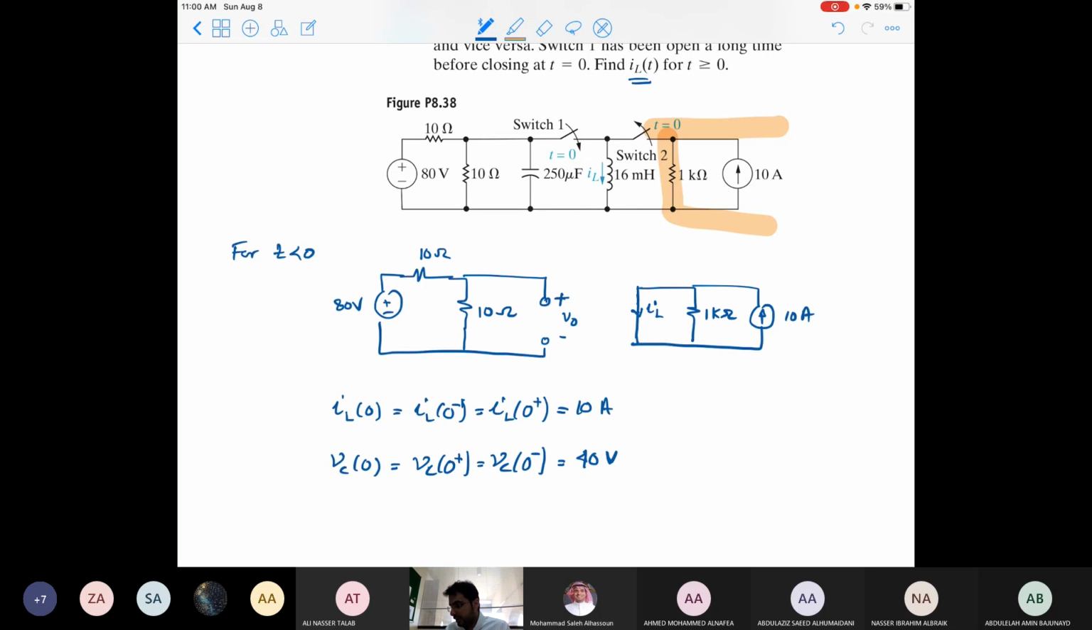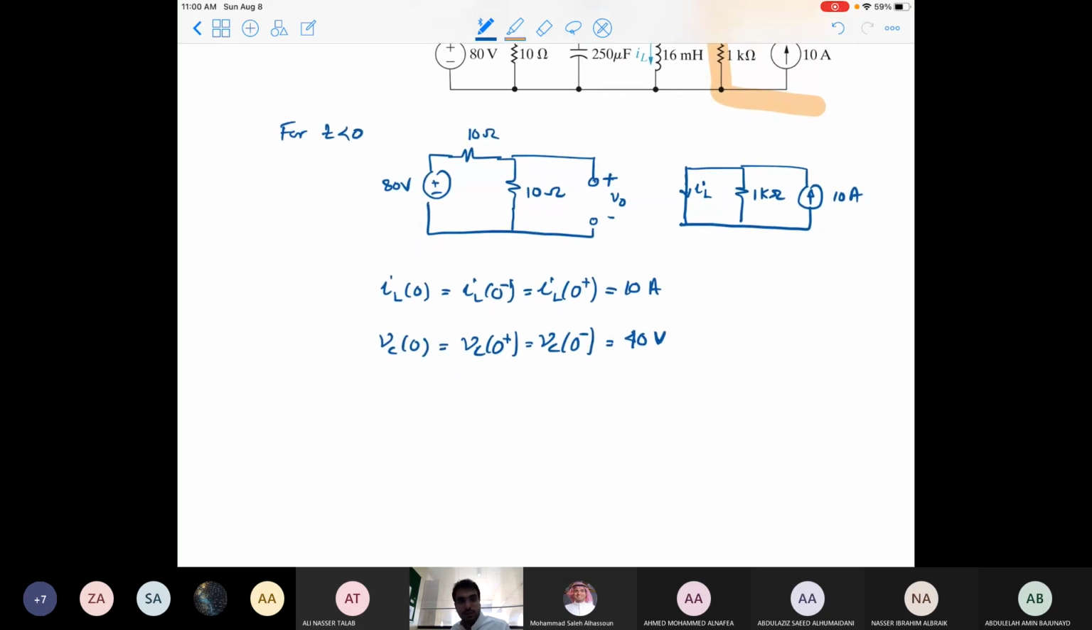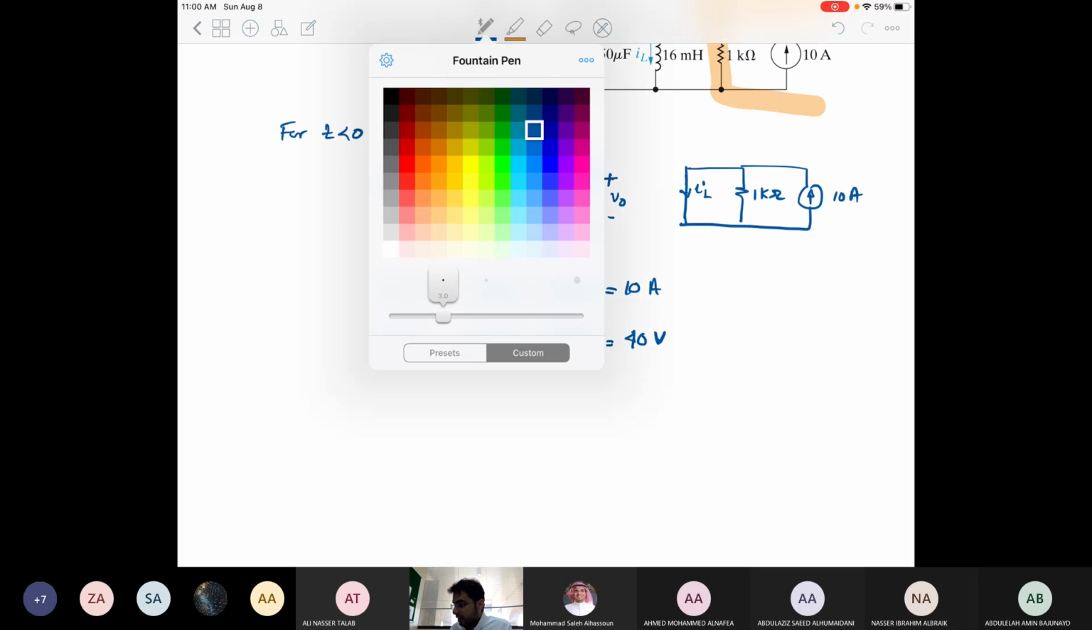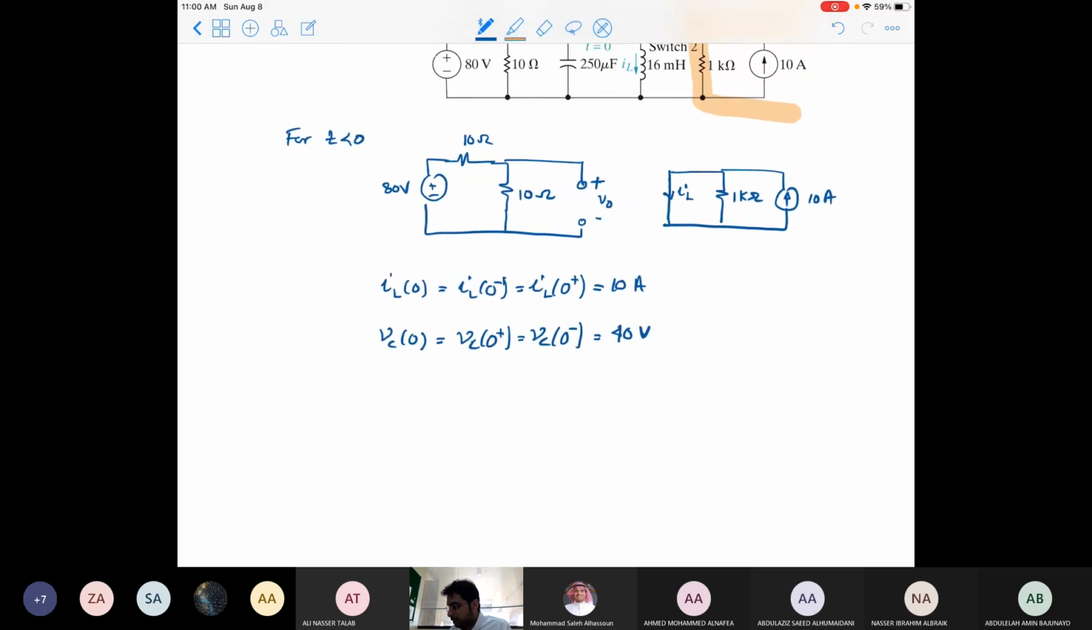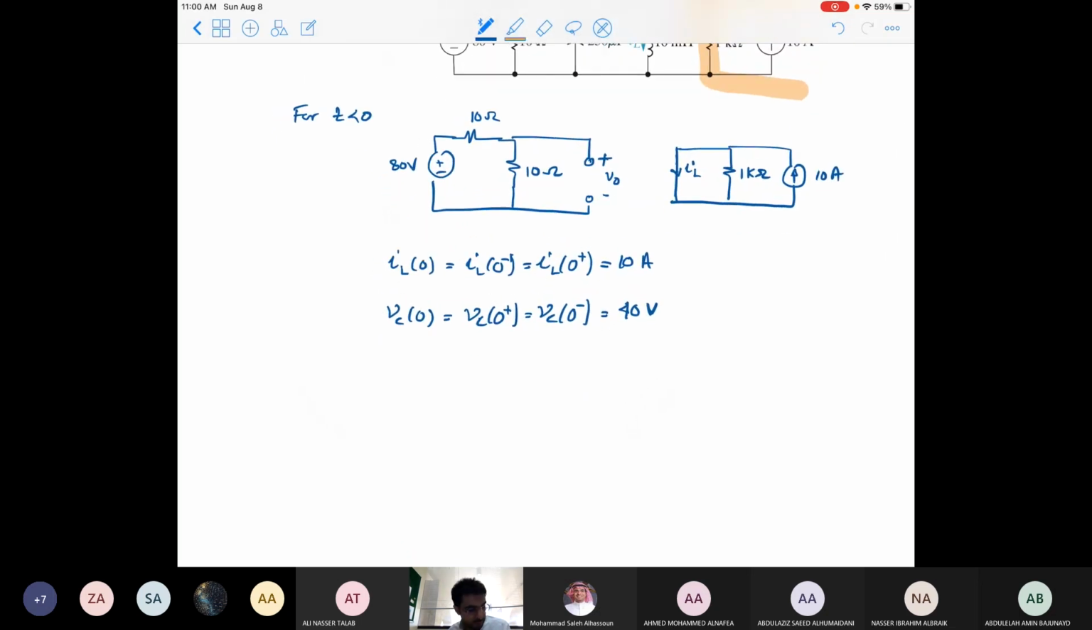So what I will do is I will use source transformation to make sure that everything is in parallel. Everything looks in parallel. Again, I don't need to use source transformation, but I'm going to use it to ensure, or to make things visually easier for me.